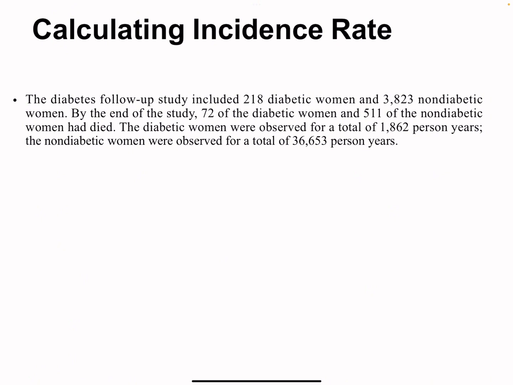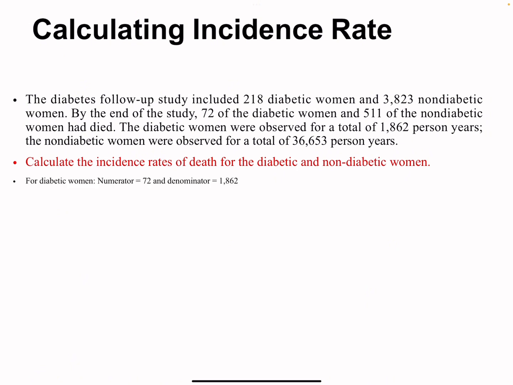The diabetic women were observed for a total of 1,862 person years. The non-diabetic women were observed for a total of 36,653. So the total number for each group is identified. Now calculate the incidence rate of death for both groups, diabetic and non-diabetic women. Now how are we going to do this?